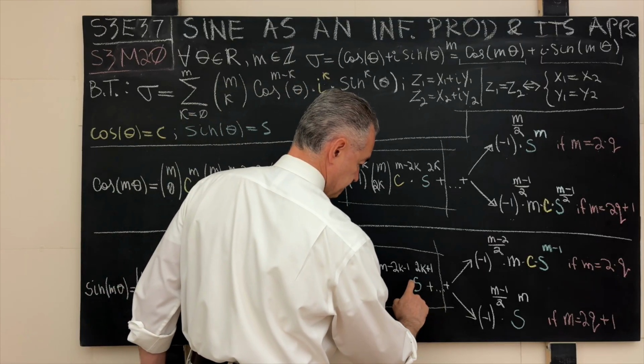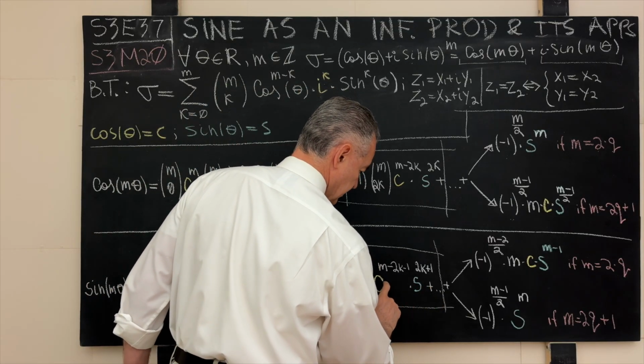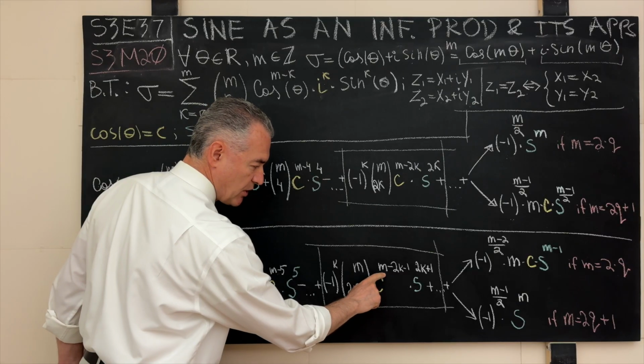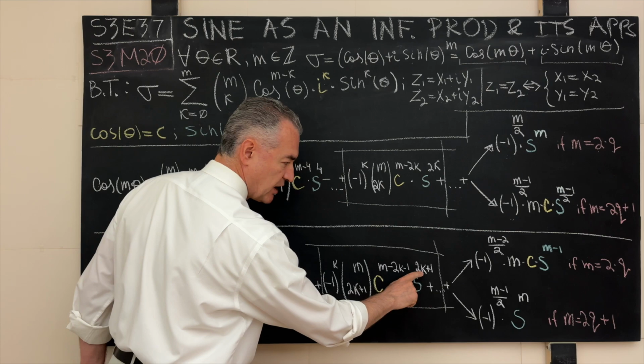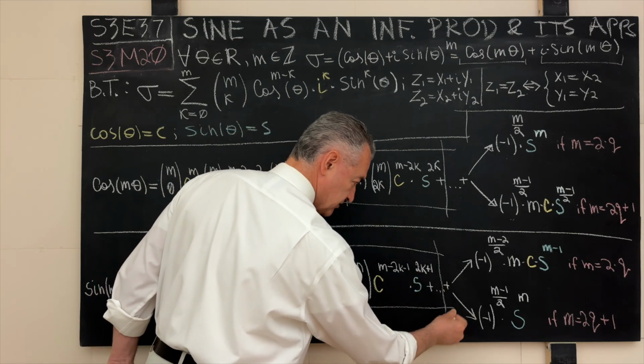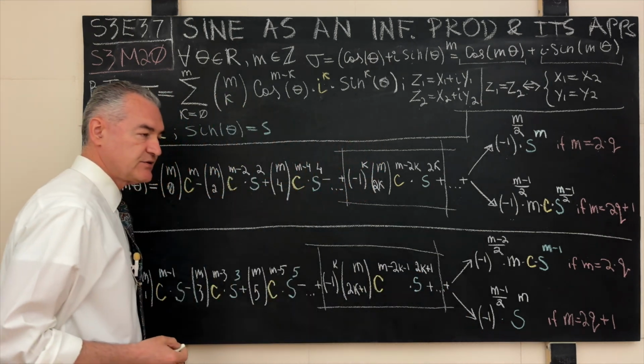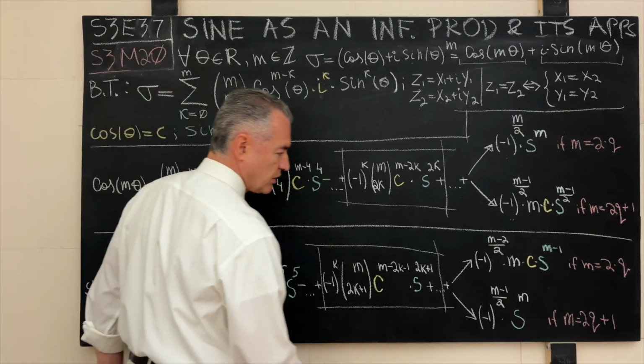And times the trigonometric function of cosine raised to the power m minus 2k minus 1. Sine is raised to the power 2k plus 1. And more terms like this. And what will the last term look like? The last term will look as follows.